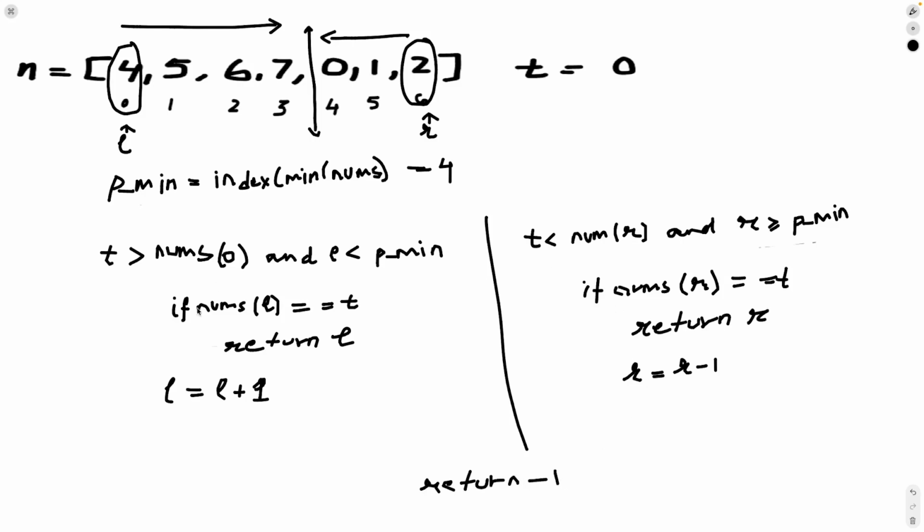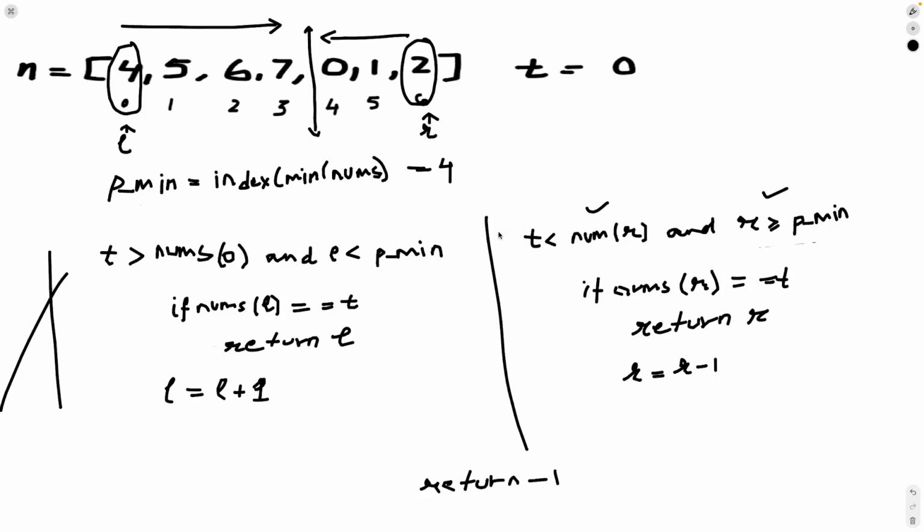-1. Now let's see how this will run for this example where t is equal to 0. It's going to first check this condition. Is t greater than nums of 0, which is 4? So this is false, and it will not even enter this loop. It will directly come here. It will say if t is less than nums of r, which is 2, that is correct. This condition is true. And r is greater than equal to p minimum. So r is pointing to 6, it is greater than equal to 4. So this condition is also true.